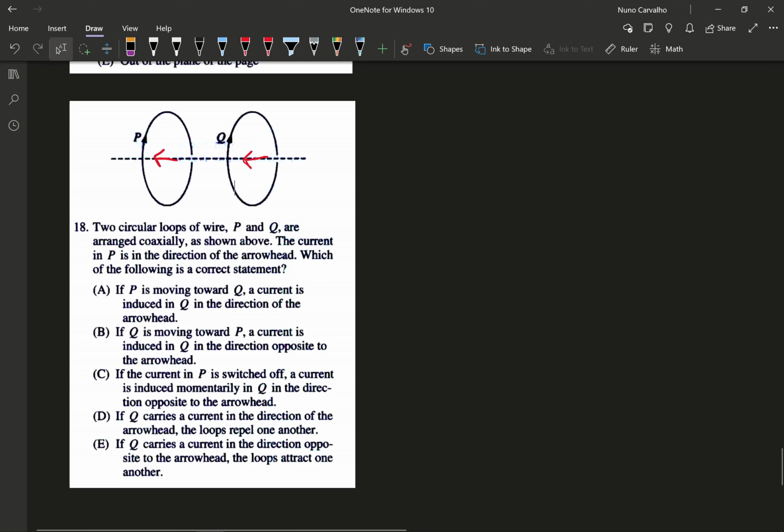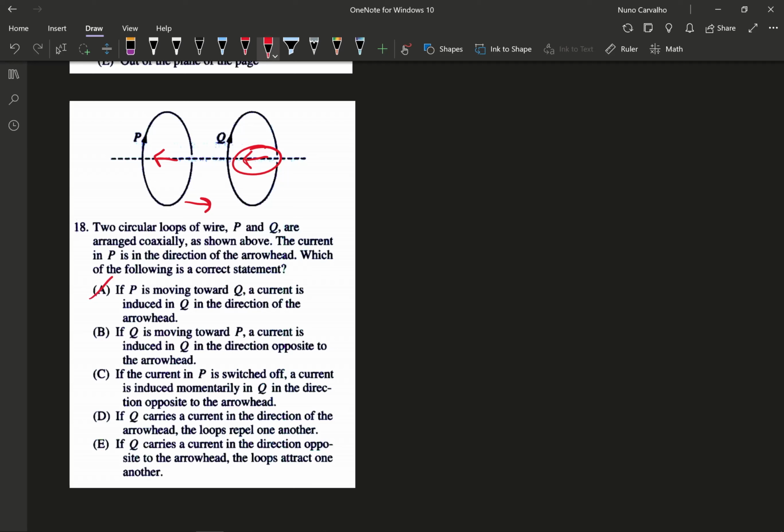Okay, so let's go through each answer choice here. A: if P is moving towards Q, a current induced in Q is in the direction of the arrowhead. Let's think about that. The magnetic field produced by P looks like this, which means the magnetic flux because of P is in the same direction as this arrow here. As we move P closer to Q, we are increasing that flux in that direction, which means by Lenz's law we will want to oppose that change in flux. And so we'll want to produce a magnetic field in the opposite direction, which means the current will be going in the direction opposite of this arrow here. So it's not A.